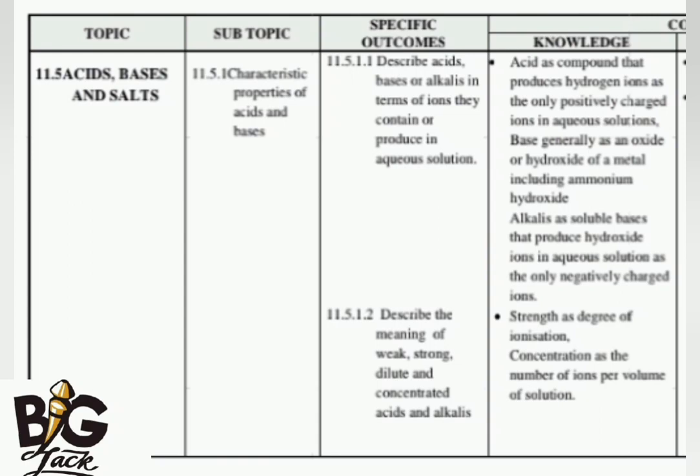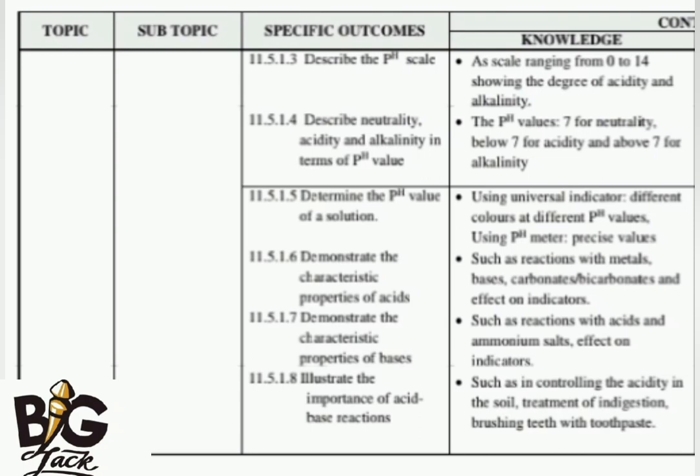Apart from that, they are going to ask you to describe the pH scale. The pH scale usually ranges from 0 up to 14. The range from 0 up to 7 is called an acidic medium. As for 7 itself, it is called a neutral medium. Then from 7 up to 14, it is called an alkaline medium.